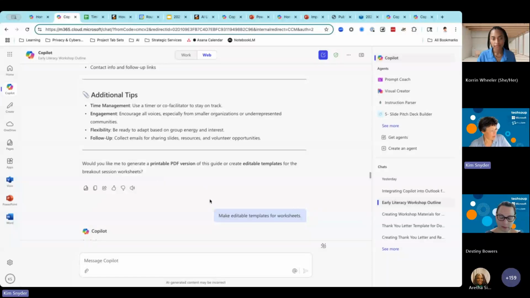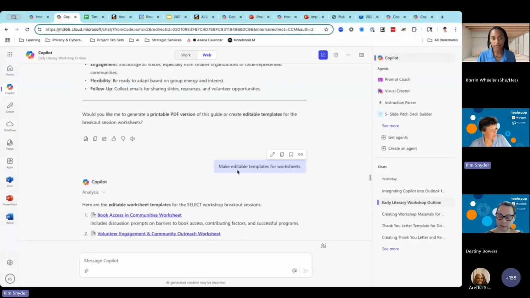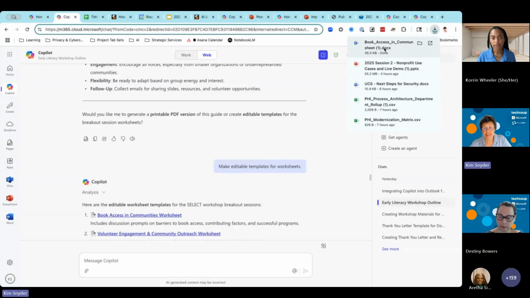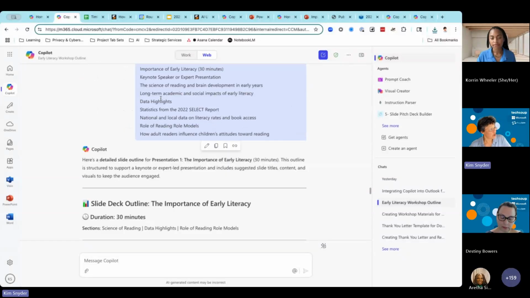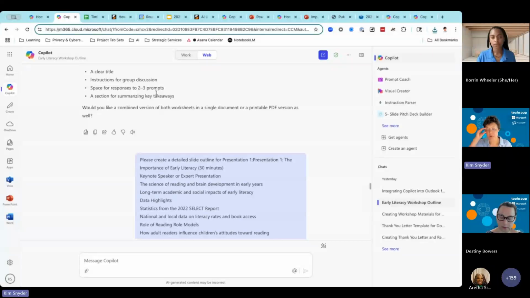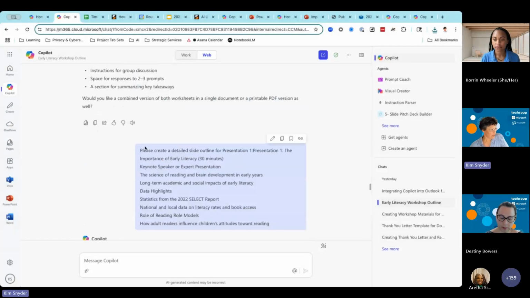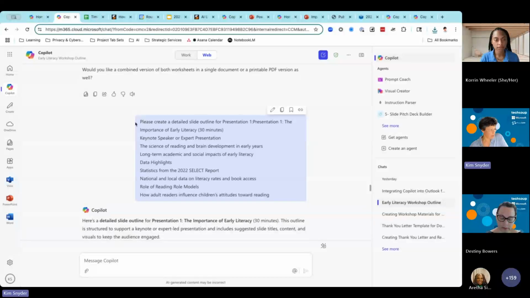Then I wanted editable templates for the worksheets. I don't know if these are going to go, but anyway, it gave me downloadable templates that I could use for worksheets that I give out. And this was not bad. So then I wanted to make slides. And I always think this is the miracle of AI, the killer application of AI that I want, because I make a ton of slides. I want something that can make slides for me that are okay looking. So I was really impressed, because this was the first time this happened.